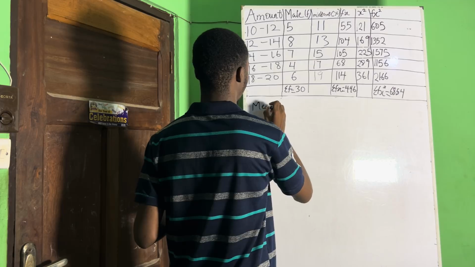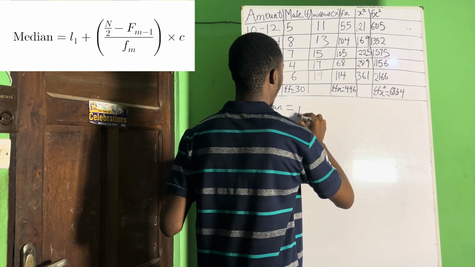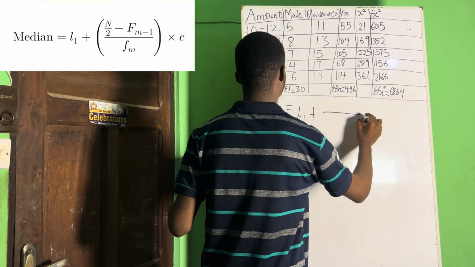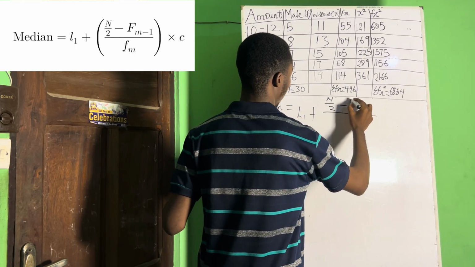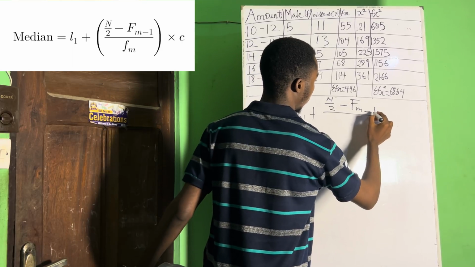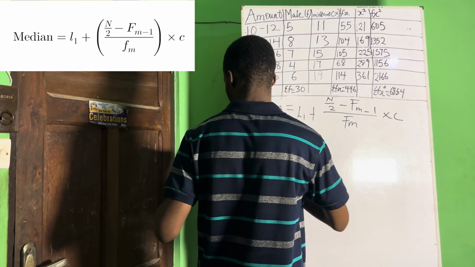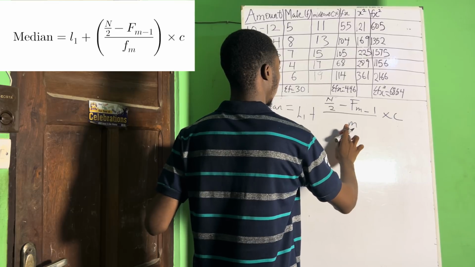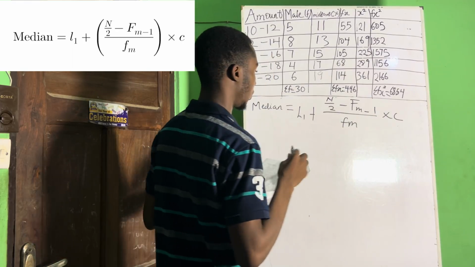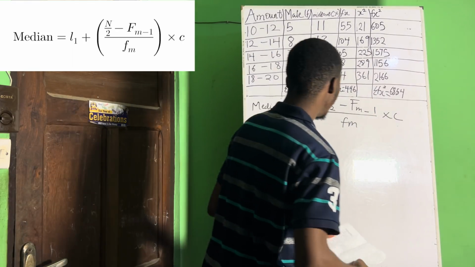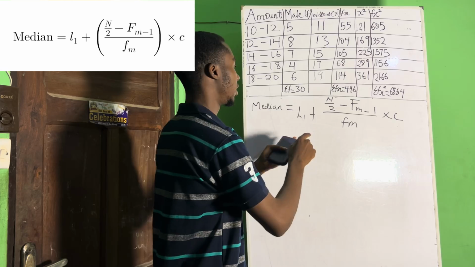So our median, and this is for grouped data, has already been given to you. So you have L1 plus, then you have a fraction, n over 2 minus fm minus 1, over fm, times c. You can make this fm small so that you'll be able to differentiate from this. So usually we make this one capital and this one small. You get it? All right. So this is the formula for the median. Sometimes they write it differently. Sometimes you see only L instead of L1, but this is the formula they gave them last year.